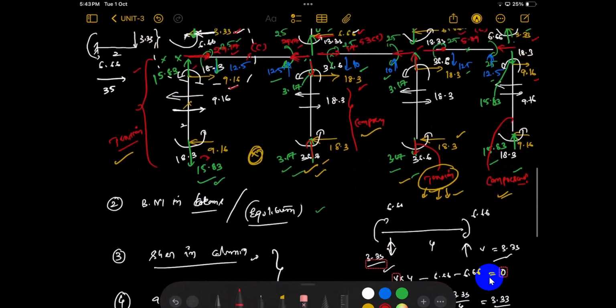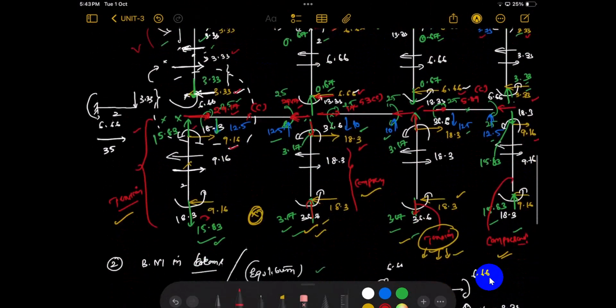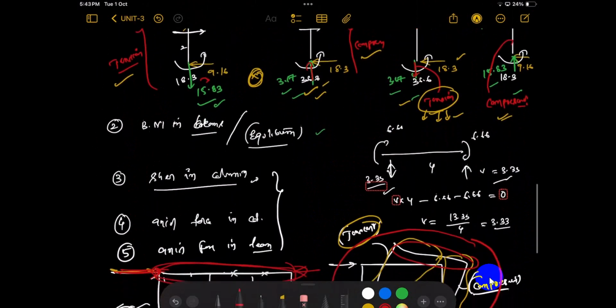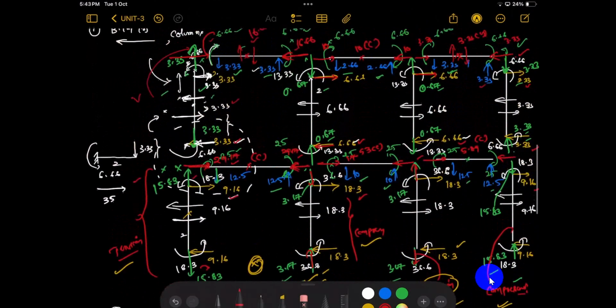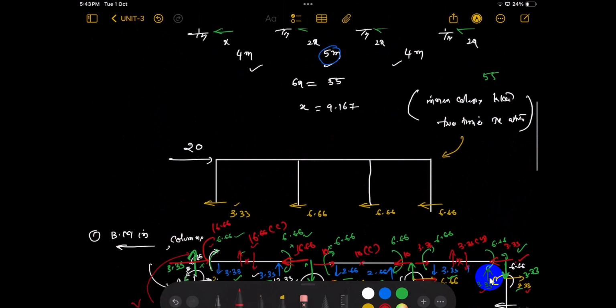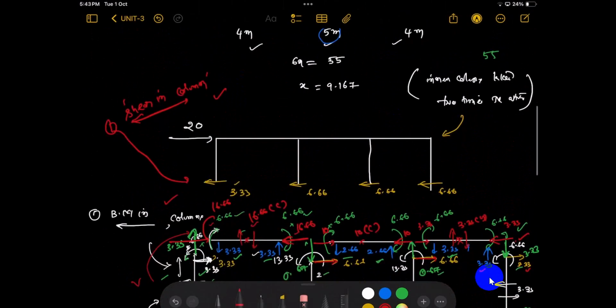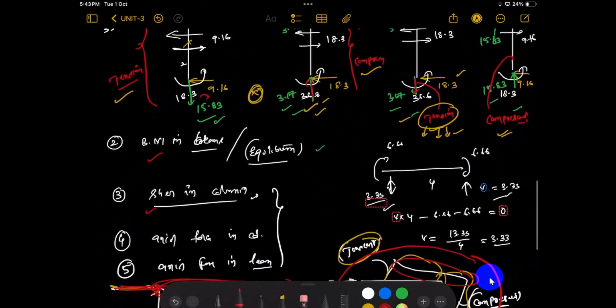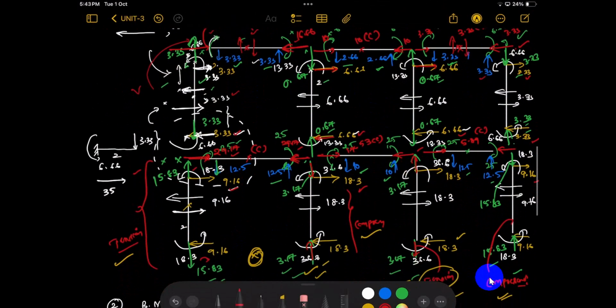Now see, bending moment in columns, bending moment in beams, shear in column, axial force in column, axial force in beam. Shear in column, first we entered this. This is shear in column. Shear in columns, bending moment in column, bending moment in beam, shear in column, axial force in column, axial force in beam. That's it. The whole problem is okay.